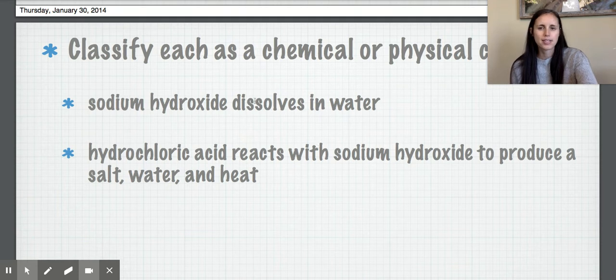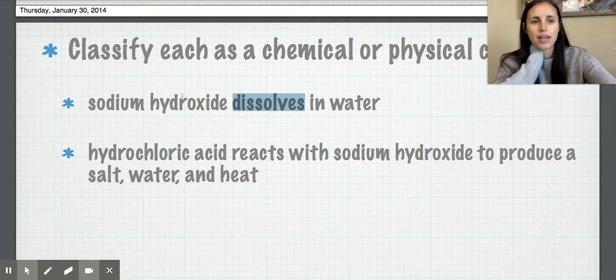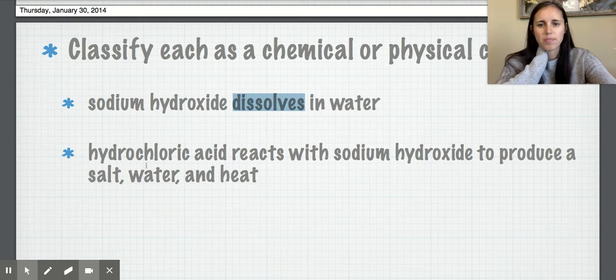Before we go to our next example, sodium hydroxide dissolving in water. This is an example of a physical change. Anytime you see the word dissolve, dissolving is actually always a physical change. Even though there might be an energy change associated with it, dissolving always means physical.